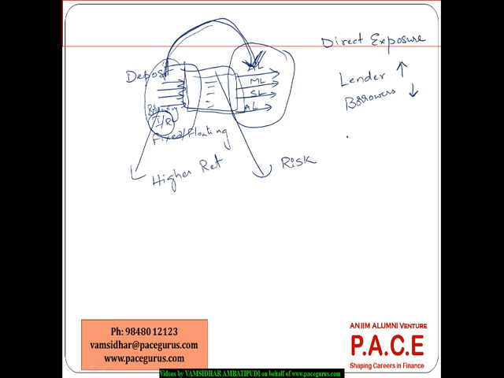So intermediation costs, because now the bank is no more taking the risk, it's only doing a facilitation kind of role. And because of this facilitation role, the intermediary costs are typically going down, which is resulting in overall lenders getting a slightly higher rate of return and borrowers getting it for a slightly lesser cost.